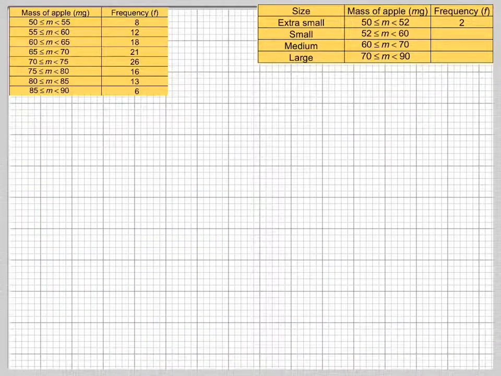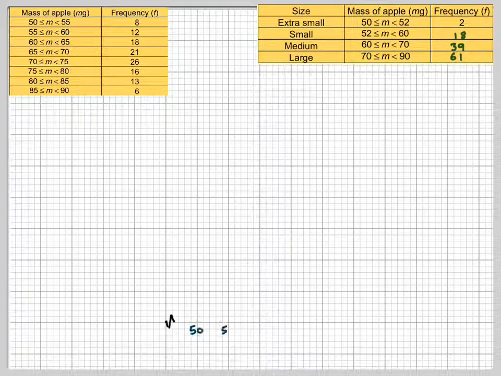Right, now we're asked to categorize the data. In the first one, this is 2. And because here there is 8, there are 6 more to carry over into the next interval up to 60. So this will be 12 plus 6, which is 18. From 60 to 70, we will need to add together 18 and 21, which will give 39. And then the rest, the 61, are all going to be considered as large. So we'll have to add these up. These now add up to 120.